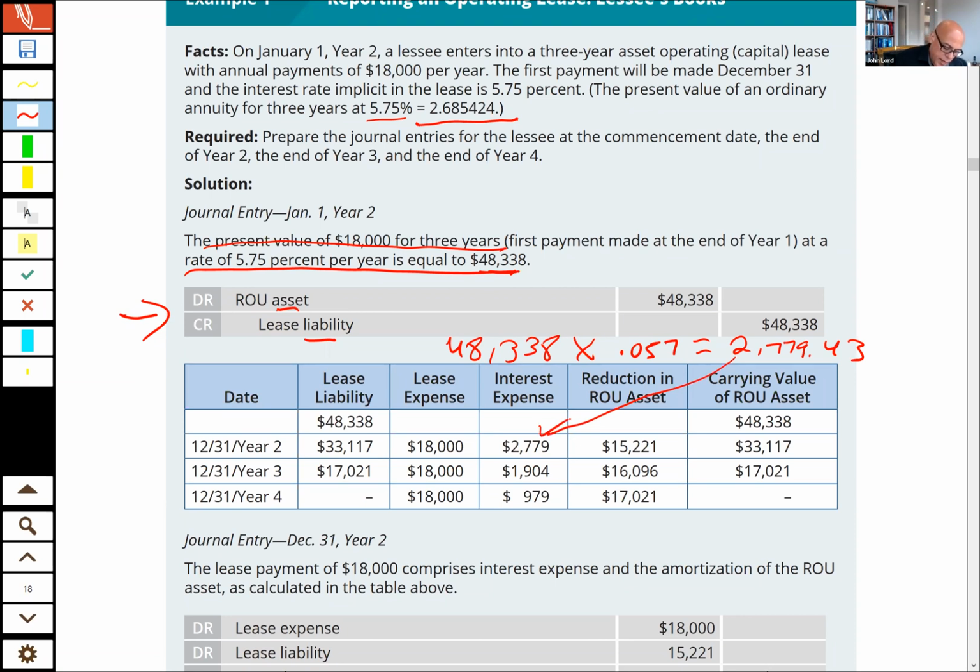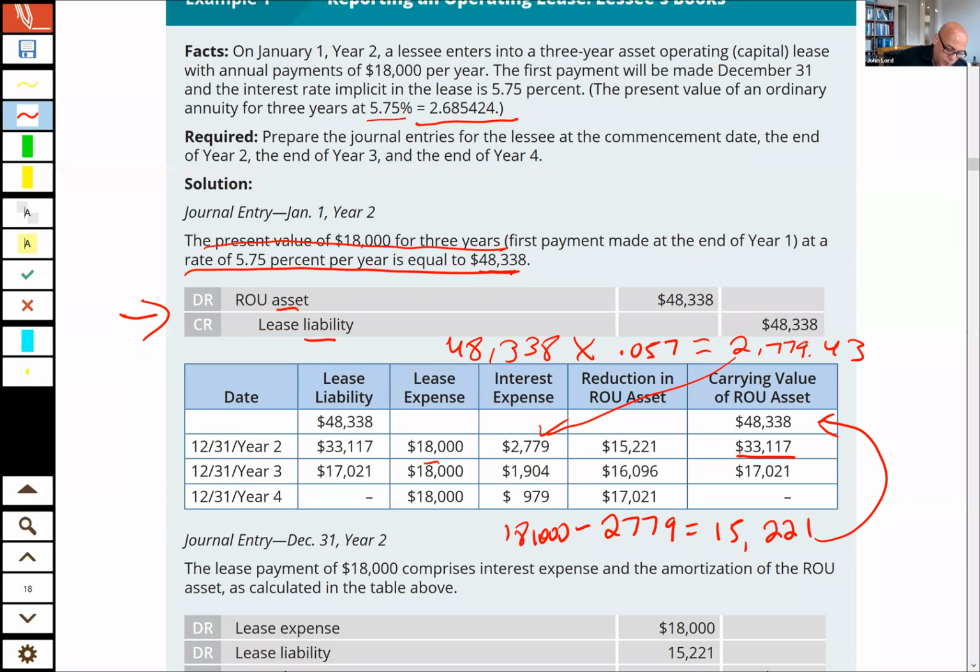Okay. And so what happens? We have the payment of 18,000 minus the, and again, I'm putting quotes around interest. It is interest, but we're not going to classify it as interest on the income statement. We're going to roll the whole amount into lease expense, but 18,000 minus 2,779 means that we're going to take what? 15,221, and that's going to come off of what? Come off of this 48,338, and that'll give me the carrying value for the next year.